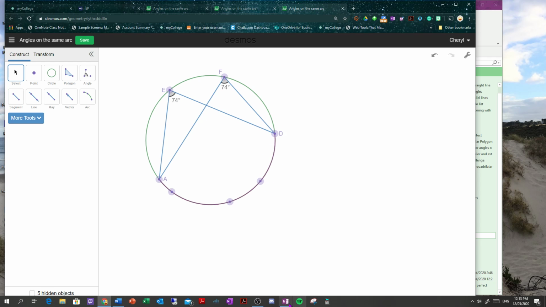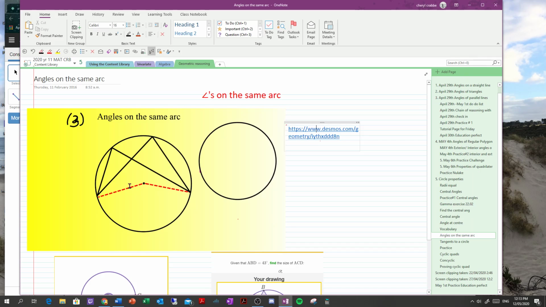So angles on the arc. They don't often show us the central angle. They just show us an inscribed angle with an arc, and then another inscribed angle with the same arc. So they're sharing that arc there, and that means that that angle there and that angle there are going to be the same size, because of the whole idea around central angles.